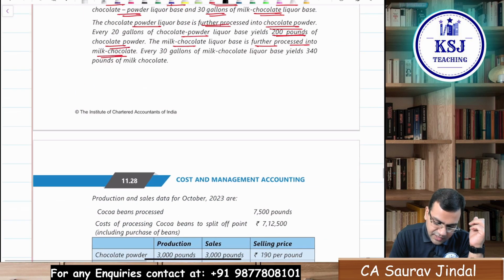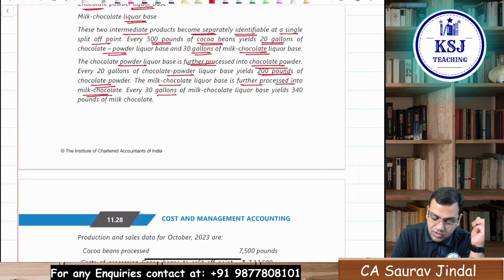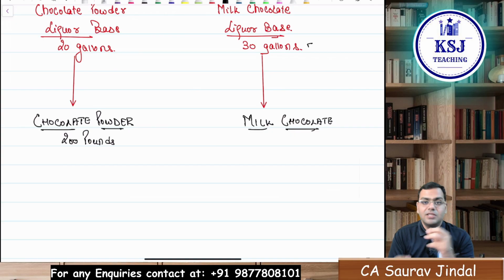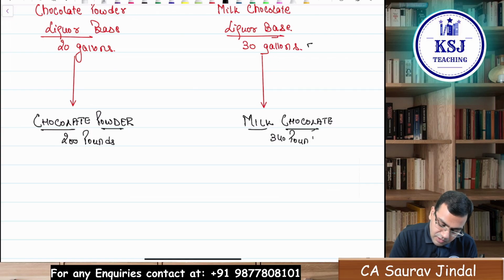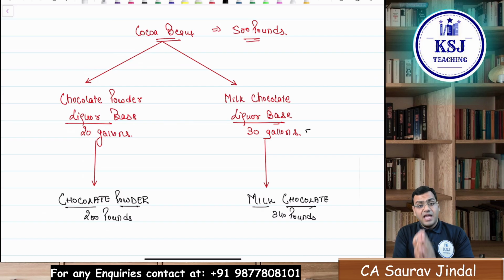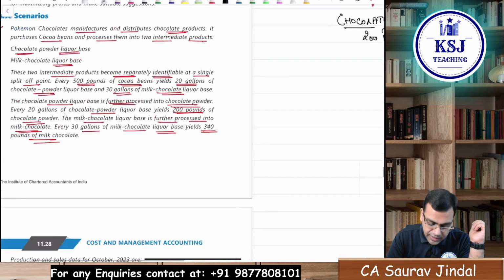Further he says every 30 gallons of the milk chocolate liquor base yields 340 pounds of the milk chocolate. That means if you process this 30 gallons, how much milk chocolate do you get out of it? That is 340 pounds. So if you process 500 pounds of the cocoa beans, first you get liquor bases, then you further process the liquor bases into the chocolate powder and milk chocolate.